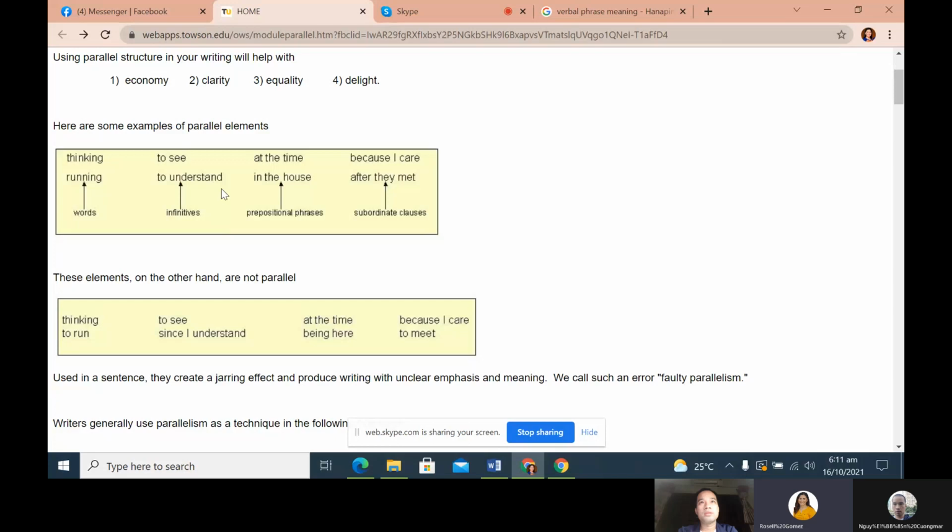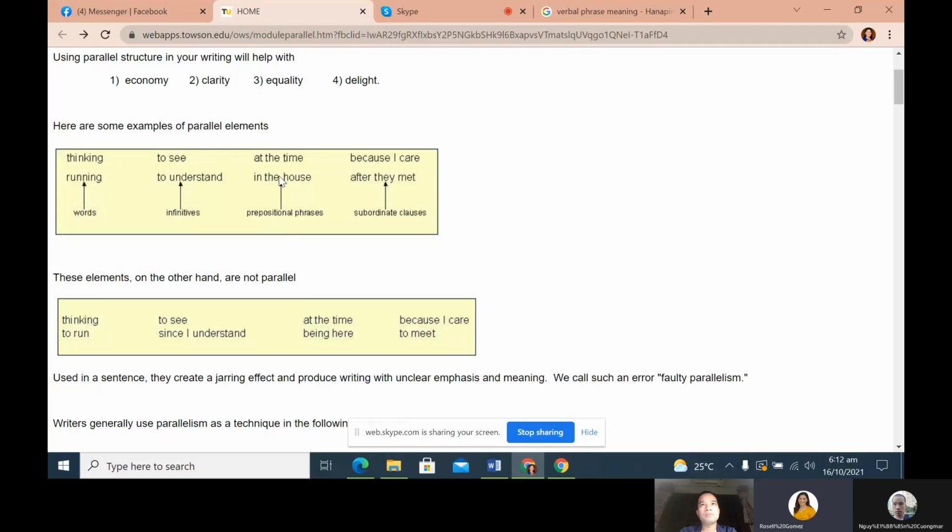These are verbs. See and understand are all verbs, but they are first introduced with "to". I would like to see your drawings. I would like to understand what you have said. To see and to understand. Now, these are similar in construction.